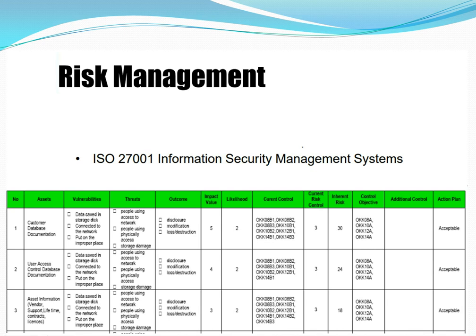And what is the current risk control? What are the inherent risks? What is the control objective? What are you realizing from putting the control? Would there be need for additional control, maybe physical or whatever? And what's the action plan? You look down through all your assets and ensure that the vulnerabilities, the threats are properly handled to prevent the occurrence. However, if they occur, there is a mitigation already in place.